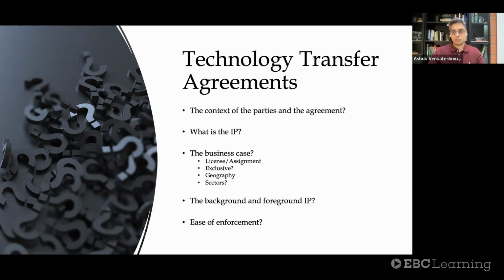Sometimes the exclusivity could be for specific sectors. You could be allowed to sell to B2B customers, but you don't have exclusivity for B2C customers. So then, of course, the background and foreground IP, which we already discussed. And again, for ease of enforcement, appropriate choice of governing law, fairness in the agreement, making sure that there is an arbitration clause if possible, so that you'll be able to quickly and effectively enforce the contract.